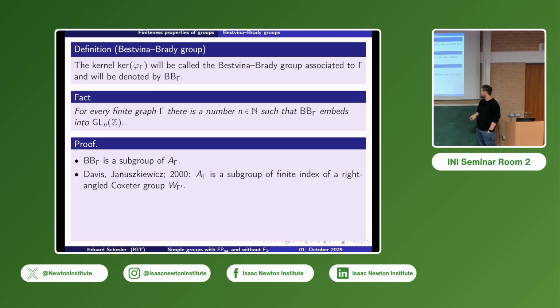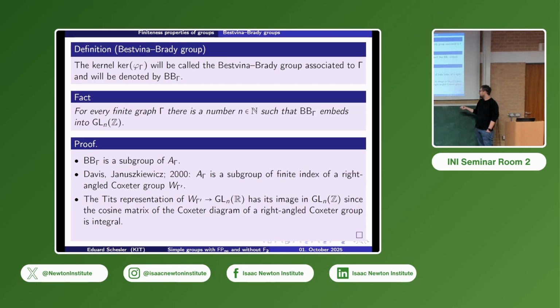Coxeter groups, in turn, if they are right-angled, their Coxeter diagram induces integral cosine matrices. So the standard representation of Coxeter groups in fact has image not only in GL_n(R), but in GL_n(Z). Okay, so this fact we remind.